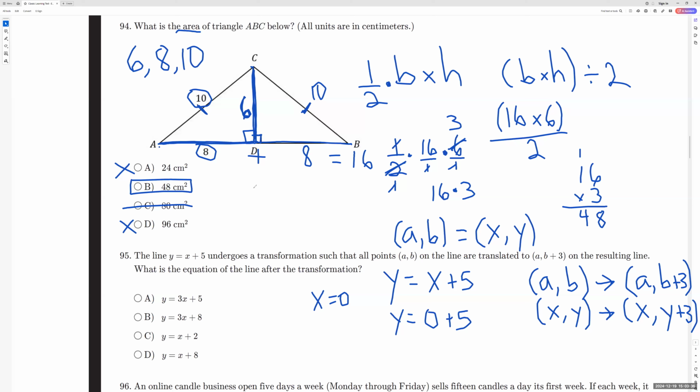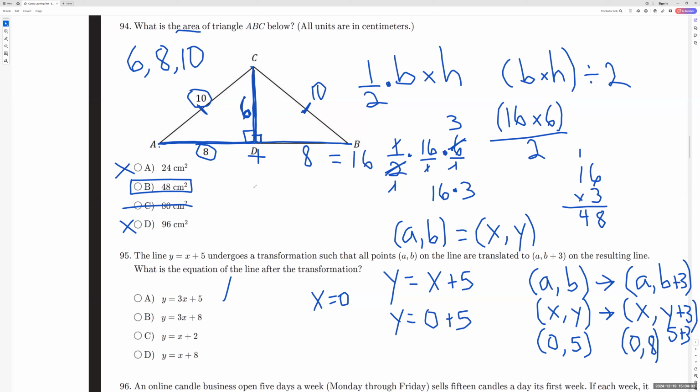All right. So we can have 0 being my x for both points. So 0 here, and 5 there for y. 0, and then 5 plus 3 is 8. And that is the y-intercept.